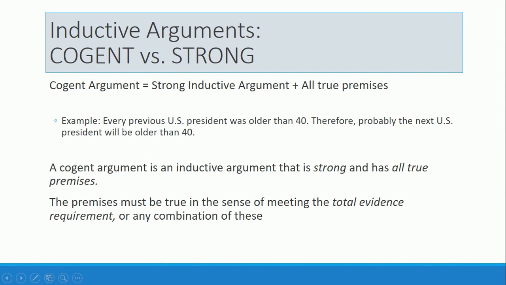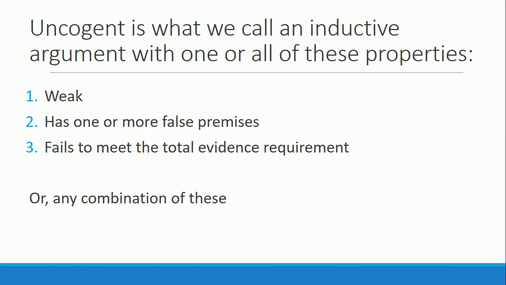So, what do you make of this example? How strong is that? What do you have to be, 35 to be president? So who knows? The president of France is under 40, so we'll see. All right, uncogent is what we call an inductive argument with one or all of the following properties. One, it is weak; two, it has one or more false premises; and three, it fails to meet the total evidence requirement, or any combination of these.